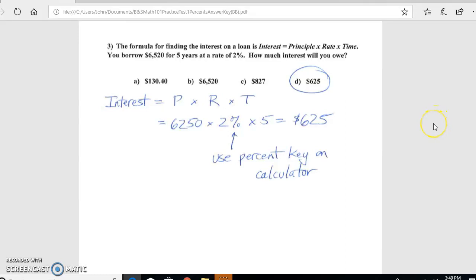This is the practice test for Math 101, ratios, proportions, and percents. We're looking at problem number 3, and the problem says the formula for finding the interest on a loan is: the interest is equal to the principal times the rate times time.